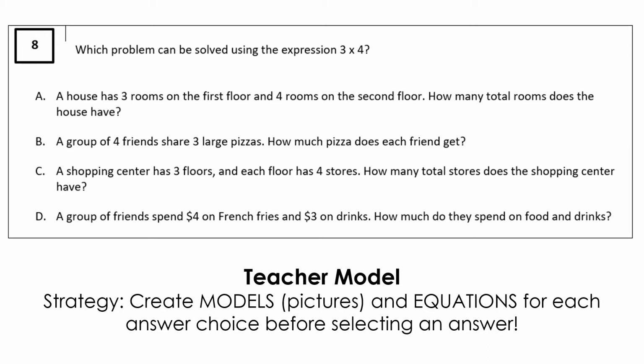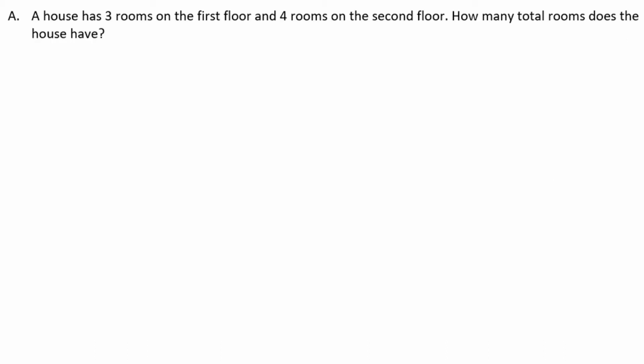Let's jump in. So to start solving this problem, I'm going to go answer choice by answer choice. I'm going to draw a picture and a number equation for A before I move on to B and then do the same thing for C and D. Let's reread A together. A house has 3 rooms on the first floor and 4 rooms on the second floor. How many total rooms does the house have?